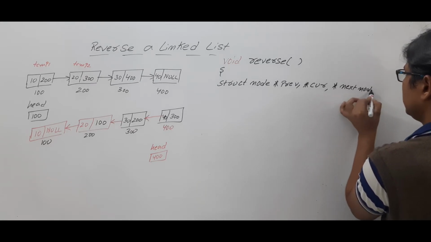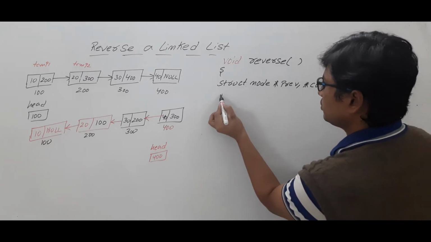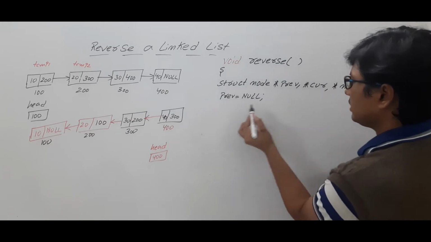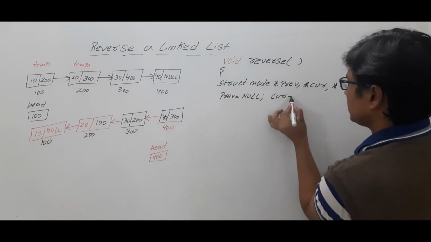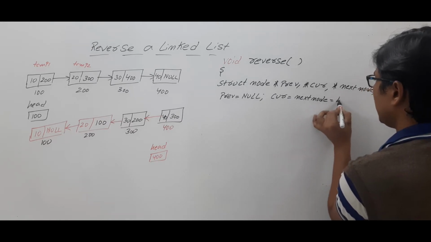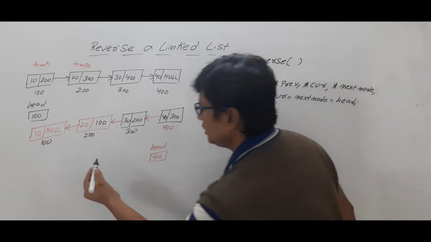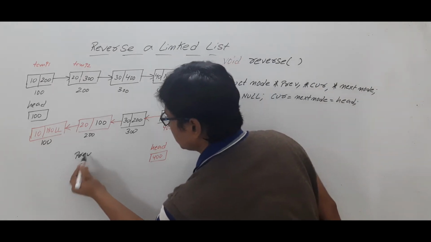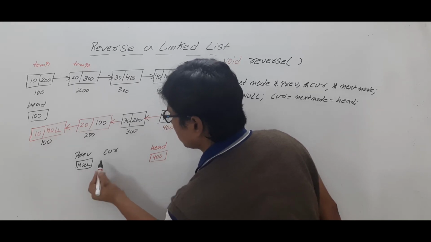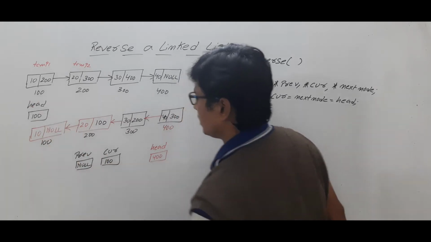Okay, is it clear? Then what I have to do is make previous equal to null, and then I will make current equal to next node equal to head. This is the initialization I have done. So we have 3 pointers. One is previous, which we made a null pointer, and we have another pointer called current, which is having the head, which is 100.